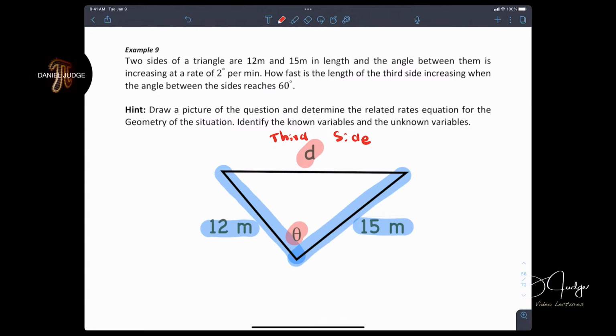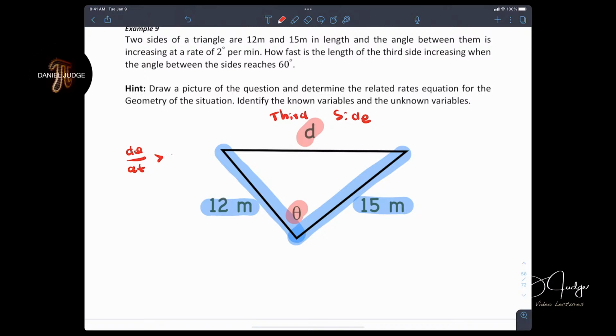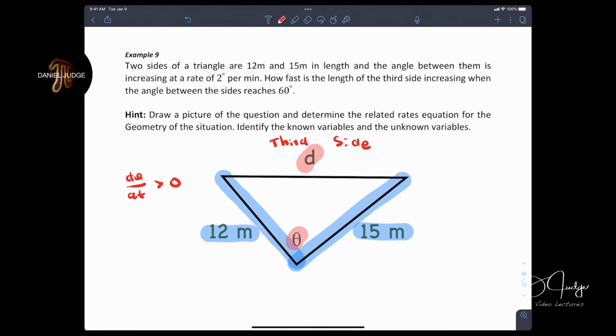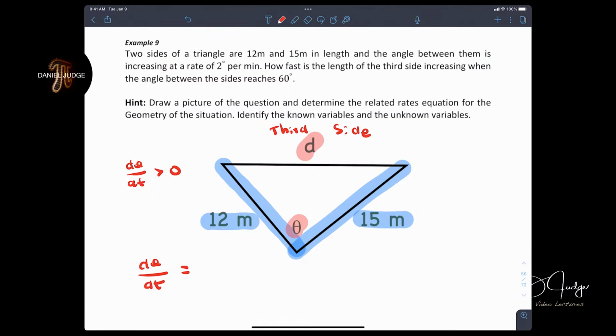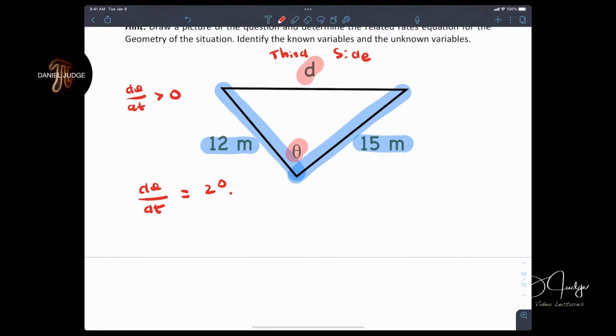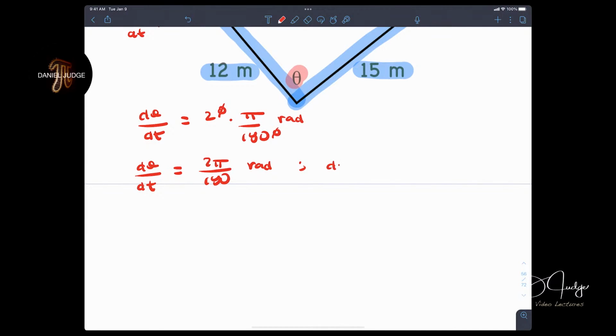But let's write down some rates there. The only rate we have is the angle is increasing. So d theta dt. They're telling us that this angle is increasing. It's getting bigger. But they gave us the fact that d theta dt now equals, it's increasing 2 degrees per minute. Okay. 2 degrees. Remember, this has to be in radians. Pi radians over 180 degrees. So we're going to need to use the fact that d theta dt is going to be 2 pi over 180 radians, or d theta dt is pi over 90, and that's in radian measure. So we're gonna use this information here.